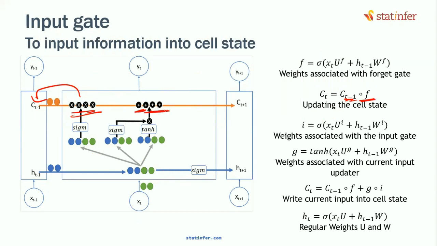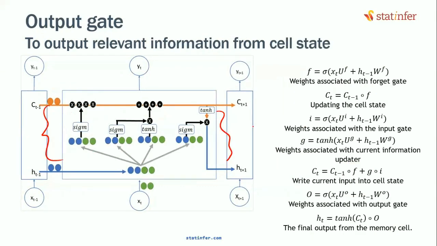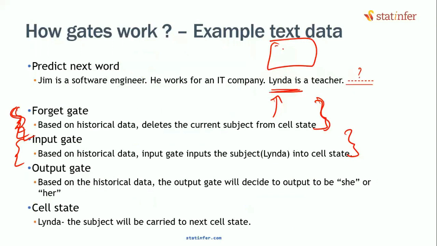See, look at these signs. It is a plus sign here. It is a cross sign here. The plus sign will have the addition, which means here you add to the cell state after you erase something. You erased Jim, you add Linda to the subject. Linda, that is what input gate does.